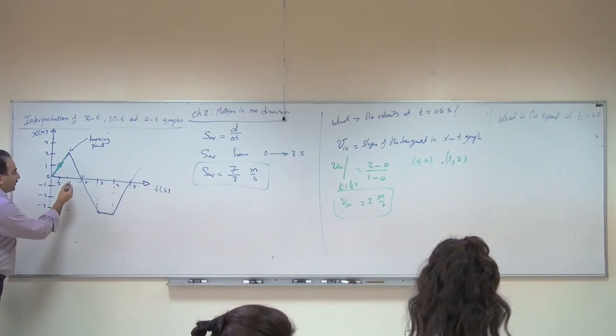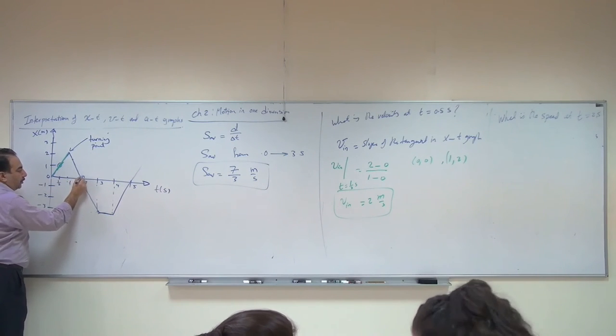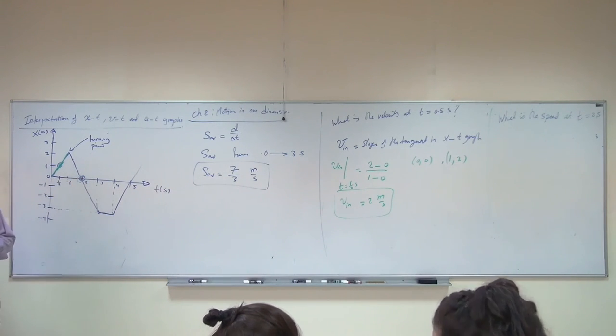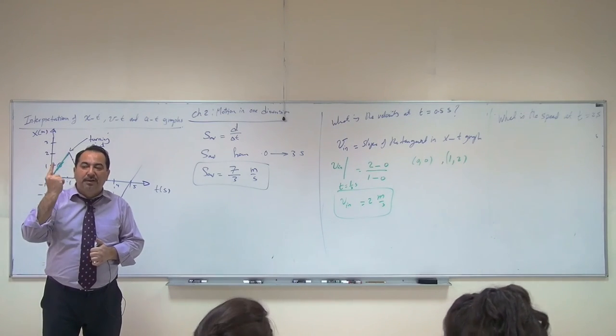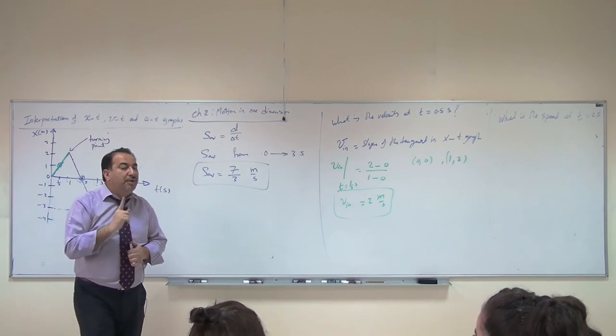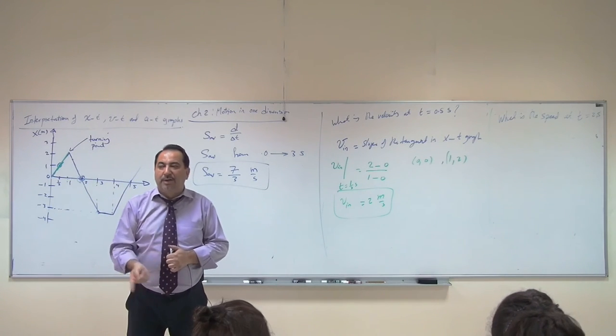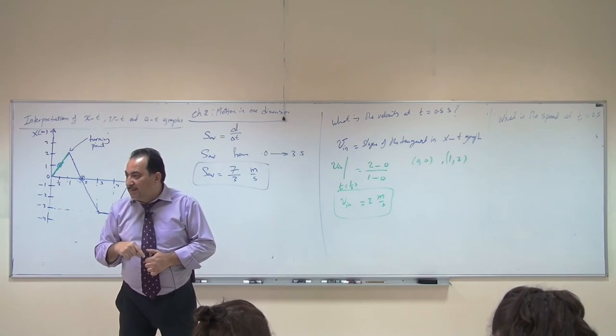Look here. This is 2 seconds here. How do you find the speed? You have to find velocity. How do you find velocity? You have to find the slope of the tangent.